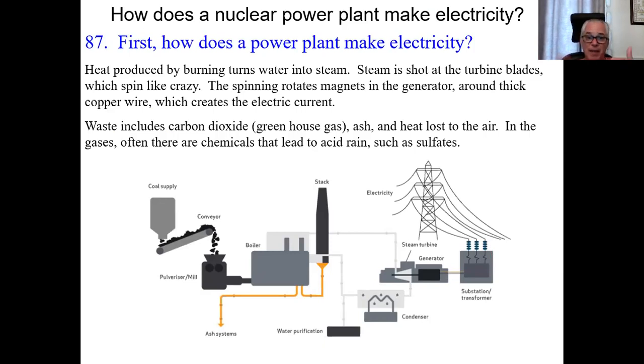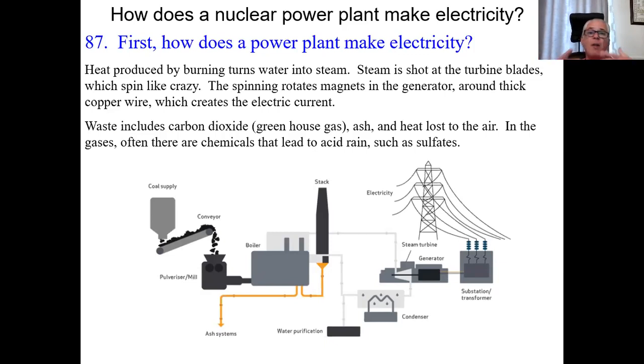And so anything that makes heat will boil water. Anything that boils water will produce steam. The steam will turn a turbine. The turbine turns a generator. And this process has been around for 100 years at least. All right? They've been burning wood. You could burn wood. You could burn natural gas.